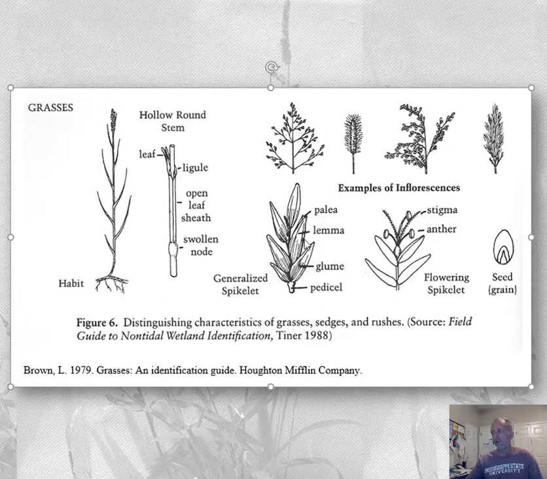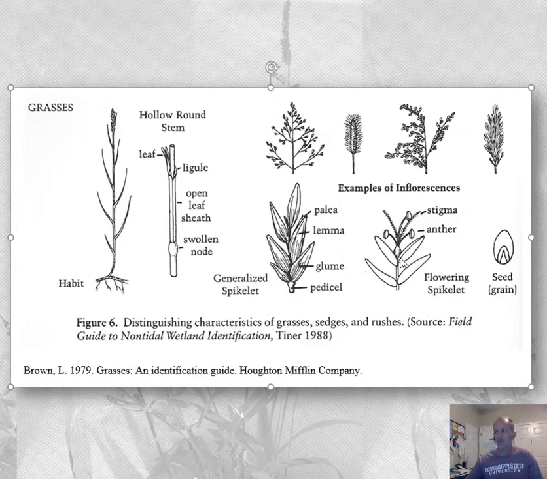palea, another floret with a lemma, a palea, lemma, palea, lemma, palea, like that, going from the base of the spikelet out toward the tip. All right. Now, when the flowers are flowering, at a time that's referred to as anthesis, they'll look like this over here.